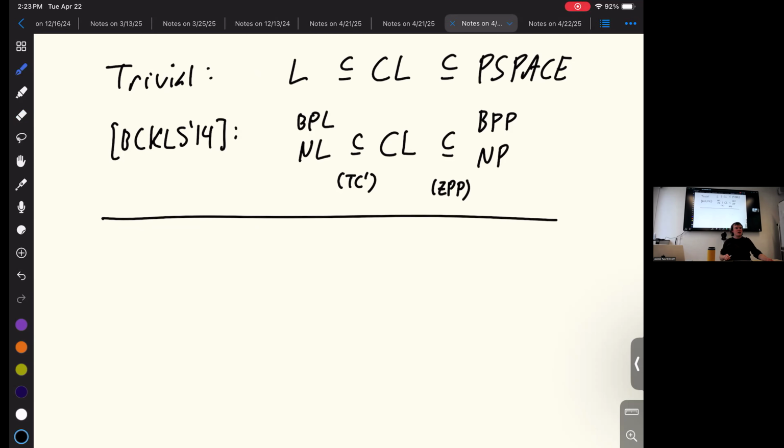So I'm about to talk about what we know. Anyone have any questions before that? What is the smallest deterministic space class that is contained?